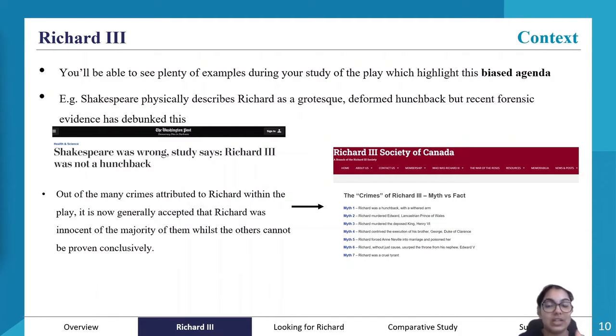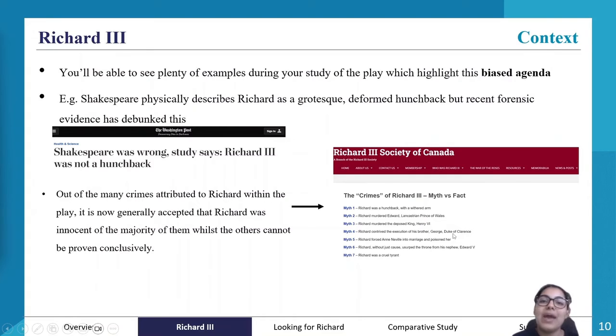Now we know that historically that's not true, because Richard wasn't actually a hunchback. There are so many crimes attributed to Richard within the play, and it is now accepted that Richard was pretty innocent of most of them, while others cannot be proven. So some of the myths: Richard was a hunchback with a withered arm; Richard murdered Edward, the Lancastrian Prince of Wales, Anne's husband; Richard murdered the deposed King Henry the Sixth; Richard contrived the execution of his brother George, Duke of Clarence.